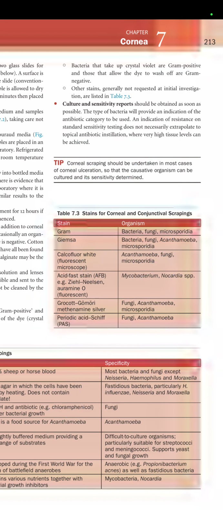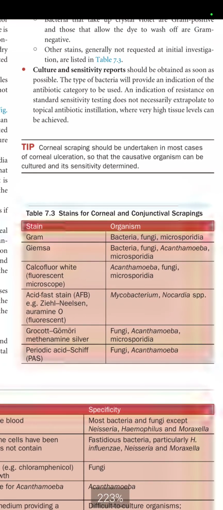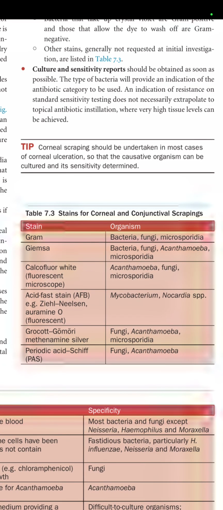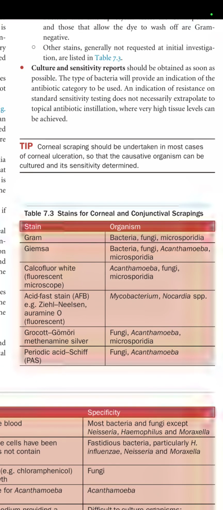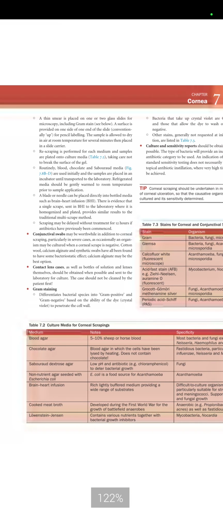Tip: corneal scraping should be undertaken in most of the corneal ulceration so that a causative organism can be cultured and its sensitivity determined. So, corneal scraping is a technique how we get the culture and sensitivity. Now we are going to table 7.3, where we are going to study about the stains of the corneal and conjunctival scraping, and then we are going to the different culture media for the corneal scrapings.